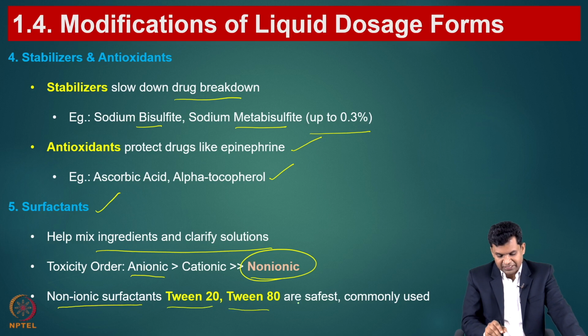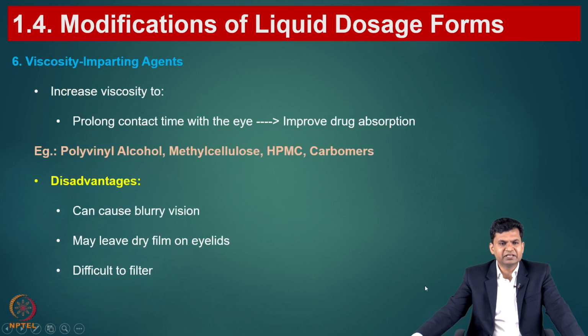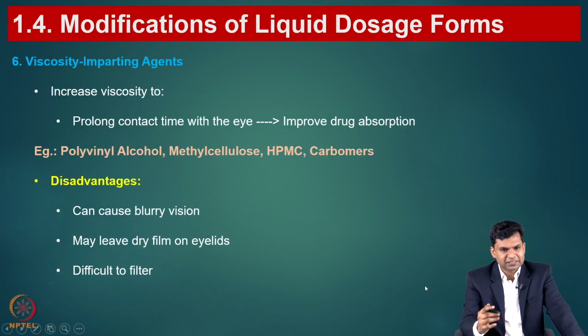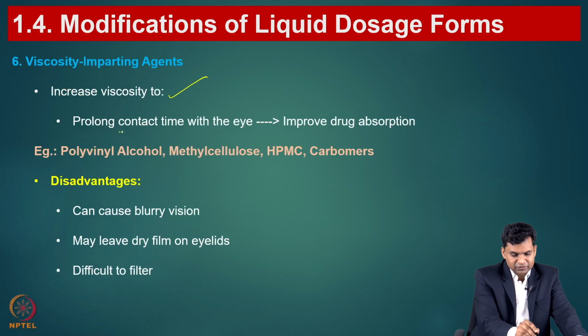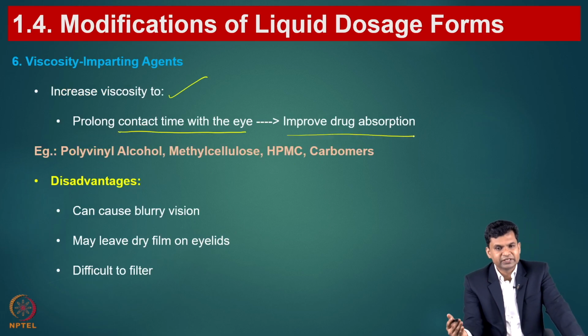Twin 20 and Twin 80 are the safest and the commonly used surfactants. These we use in the various formulations. Viscosity imparting agents, as we discussed, help in the retention time, and that will help the formulation to be retained longer on the eye surface, and then it will help for high drug absorption.